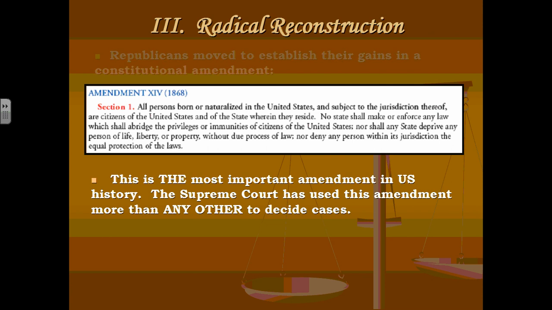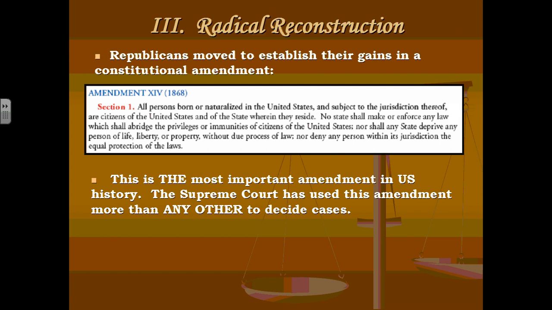At this point, Republicans figured out that they really needed to pass more than a law. They needed to amend the Constitution. As far as they were concerned, a law wasn't enough to protect African American rights because Andrew Johnson could veto it. So we have the 14th Amendment, an incredibly important amendment.